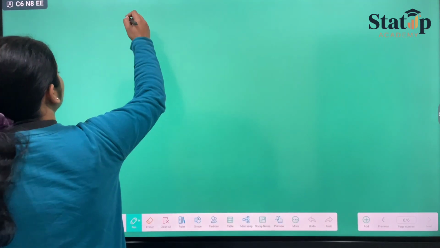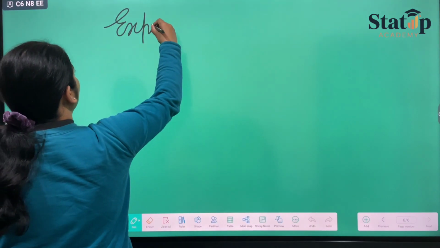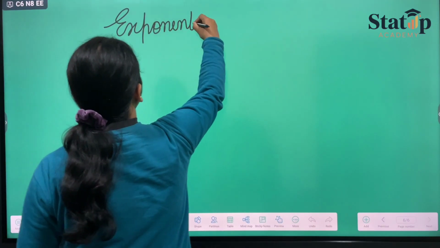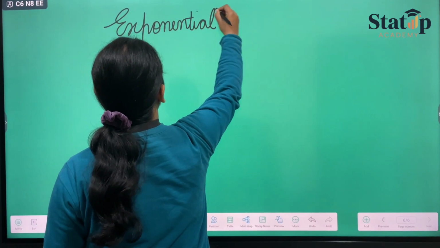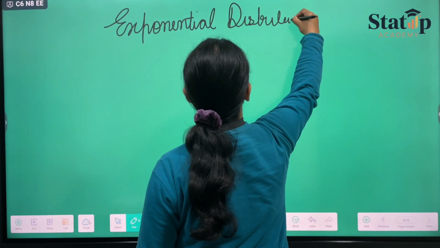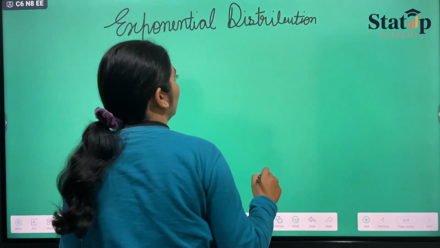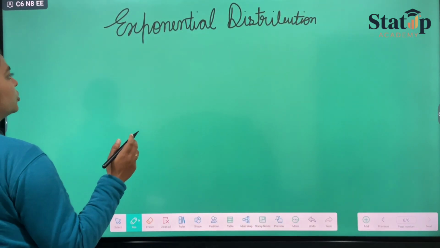In today's lecture, we'll be starting with a new continuous random variable distribution, which is the exponential distribution. We'll discuss some of its properties and we'll be doing some questions on that. Exponential distributions are of two kinds. One is the one parameter distribution and the other is the two parameter exponential distribution. Today we'll be discussing the one parameter exponential distribution.